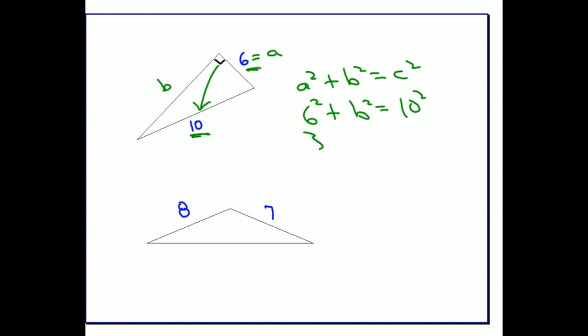So we've got 36 plus B squared equals 100. Take off 36 from both sides. B squared equals 64. And look how nice that is. Take the square root. And B equals a positive 8.